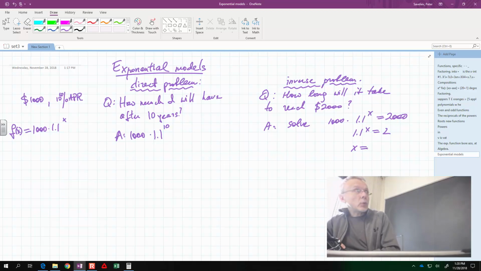Look at it. To what power do I raise x to get 2? To get 1.1 to get 2? That's what x is. So it's also known as the logarithm. So x is log what base?